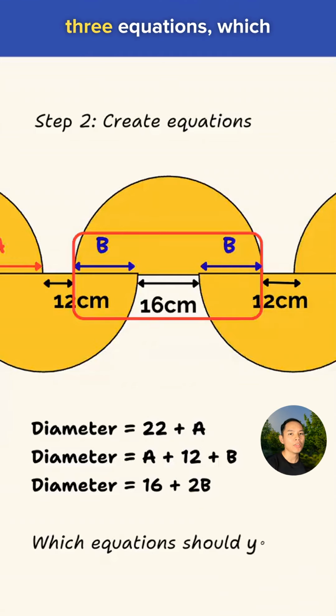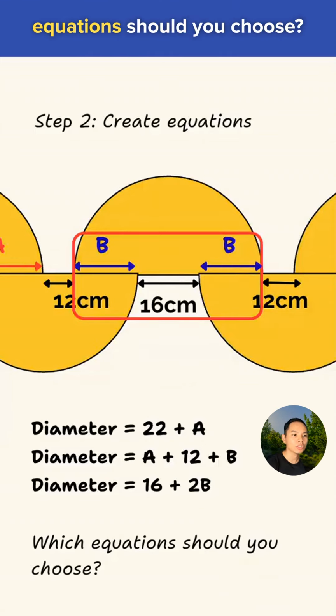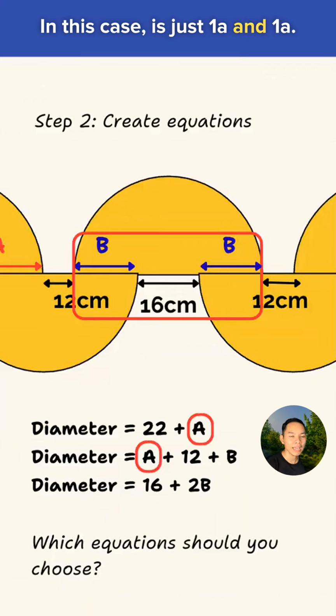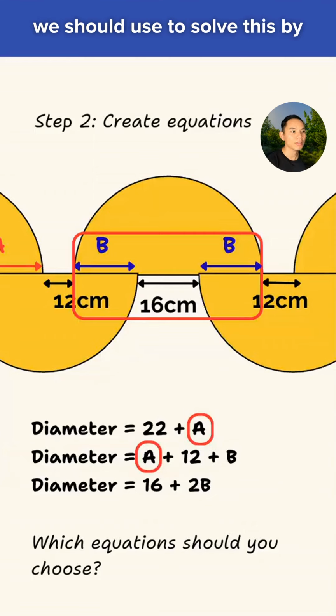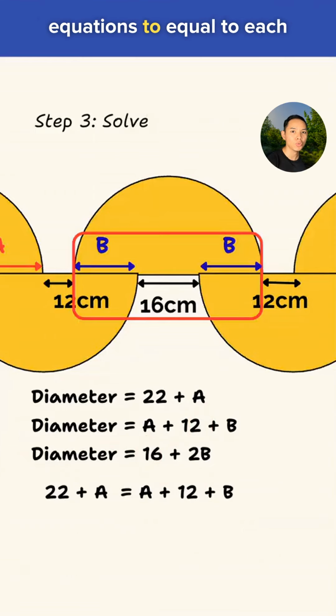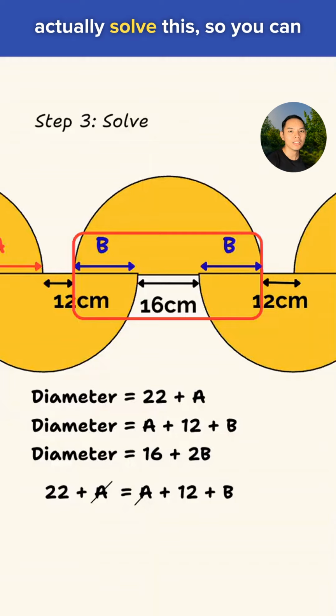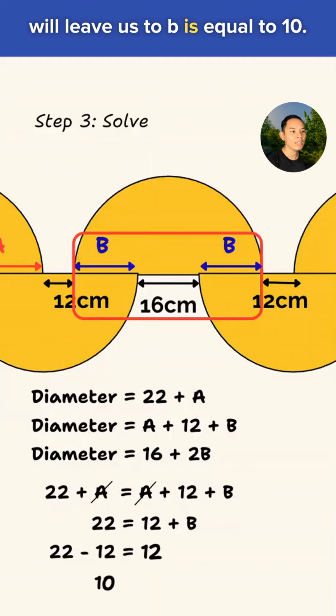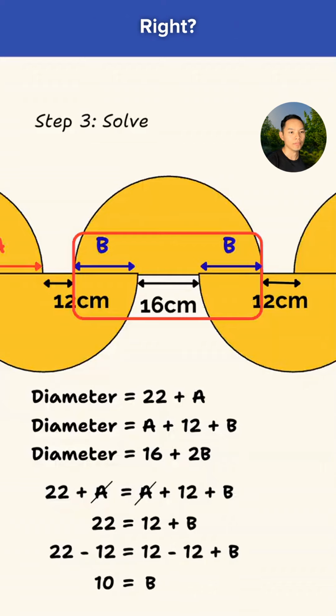So the thing is that we have three equations. Which equations should you choose? For me, if you see the same algebra number, in this case it's just 1A and 1A, these are the two equations we should use, setting them equal to each other because all of them are equal to the diameter. And from here, you can solve this. You can cancel both A, and that will leave us with B equal to 10.